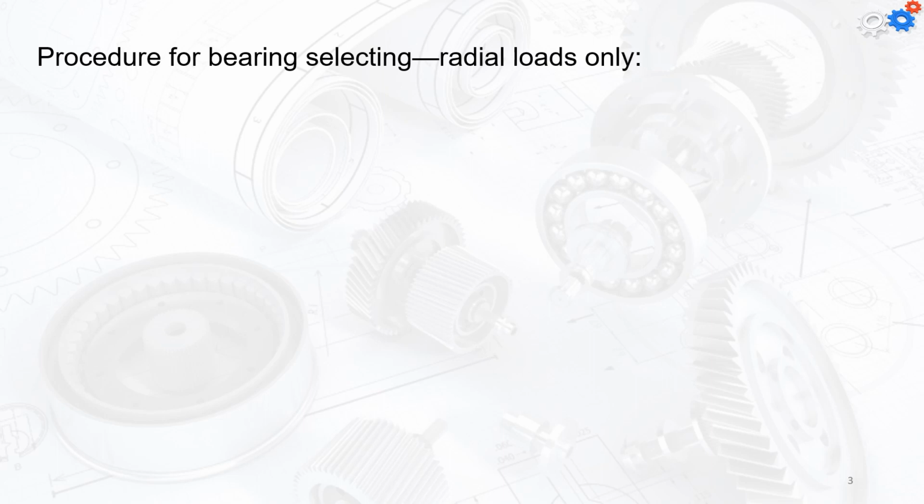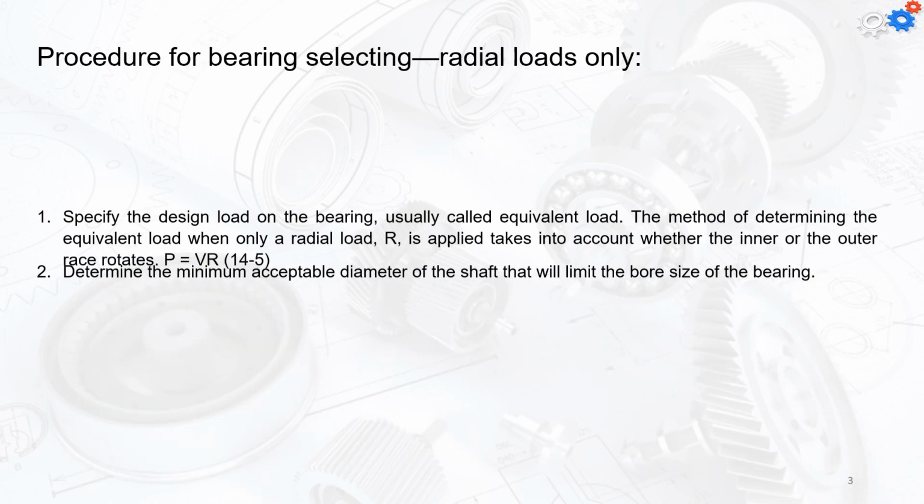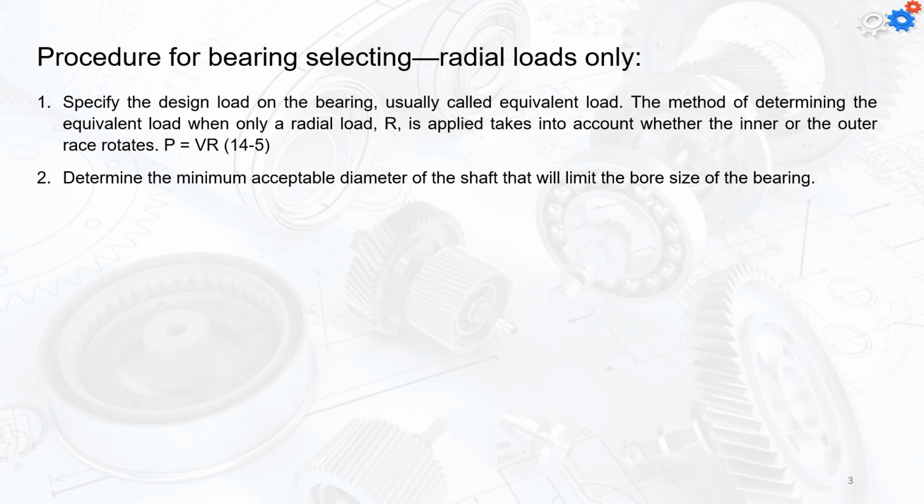The procedure for bearing selection for radial loads only consists of the following points. First, specify the design load of the bearing. Usually it is called the equivalent load, and the method of determining the equivalent load when only radial load R is applied takes into account whether the inner or the outer race is rotated, which is the same equation 14.5, that P is equal to V multiplied by R.